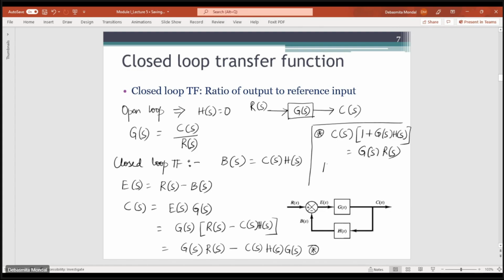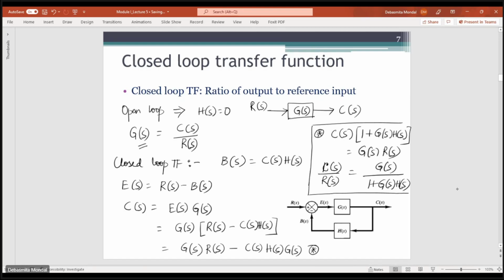From here you can write that C(s) by R(s), that is output by input, will be equal to G(s) by 1 plus G(s)H(s). So this is the basic closed loop transfer function of a very simple closed loop system. You see that in an open loop system, the transfer function was only G(s), but the moment you have a feedback element involved, that means there is a feedback sensor, the overall transfer function becomes G(s) by 1 plus G(s)H(s).